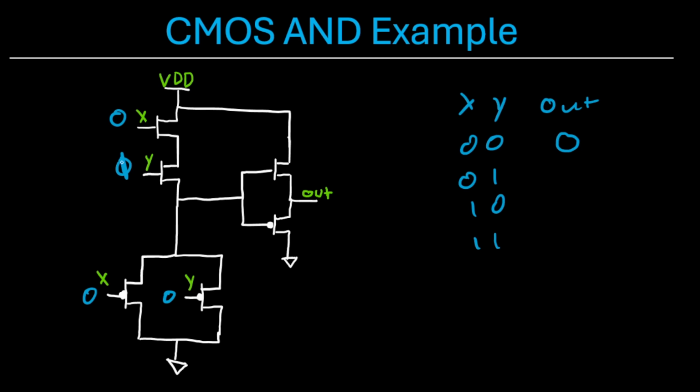Now for 0, 1, we apply a 1 at Y. This transistor's off, this transistor's on, this one's off, so there's still no connection made from VDD to either of the gates of these guys. However, this transistor down here in the bottom left is turned on. So there's a connection from ground to the gates of these two rightmost transistors. And since it's ground going to the PMOS, this PMOS will be on, and again, out is connected to ground.